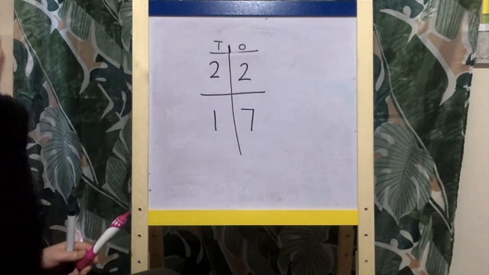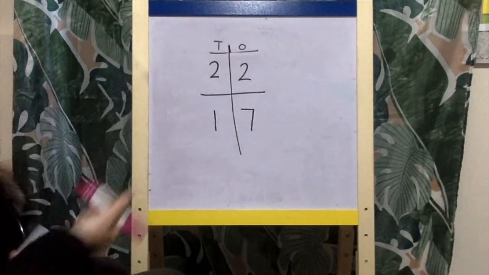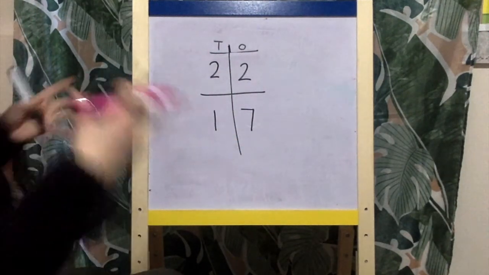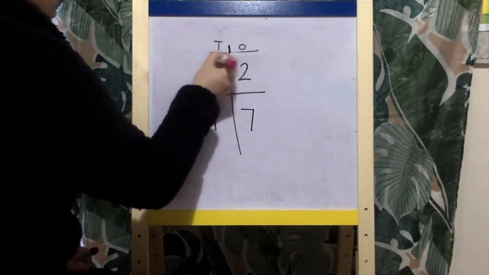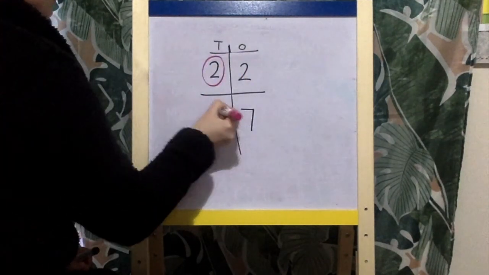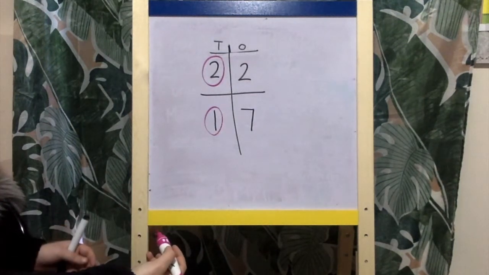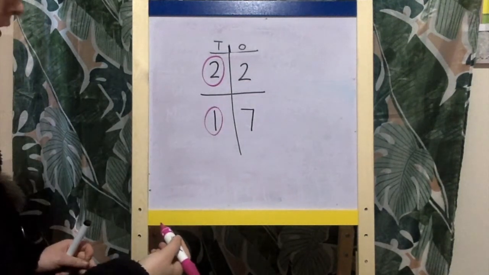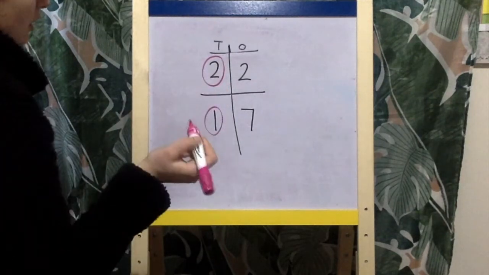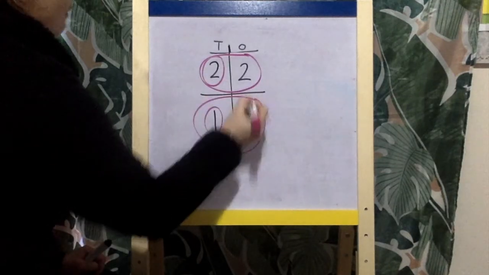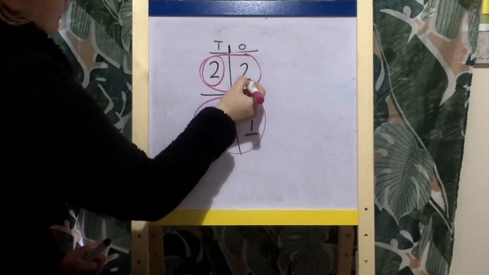Well, what I need to do is the same thing. I need to check in my tens column. So we're working from left to right to see which number is biggest. I've got a 2 and I've got a 1. Which number is bigger? 2 or 1? It's 2. So we know that this number is bigger than this number, even though this digit is bigger than this digit.